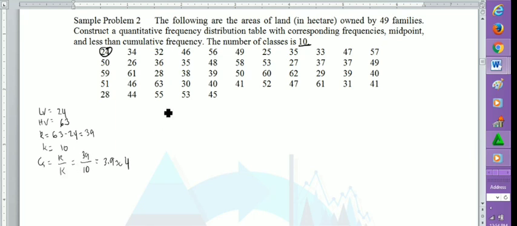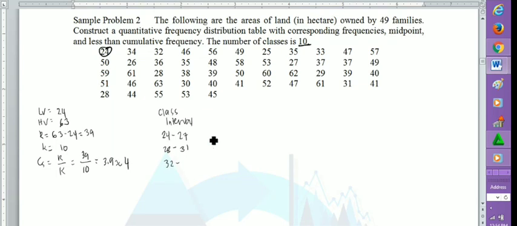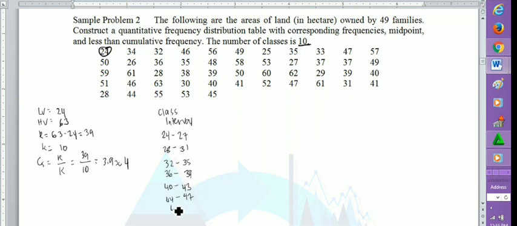So after getting the class size, we will now construct our table. So with class interval 4, starting from 24. So how much? 24 to 27. Next is 28 to 31. 32 to 35. And then 36 to 39. 40 to 43. And then 44 to 47, 48 to 51, 52 to 55.